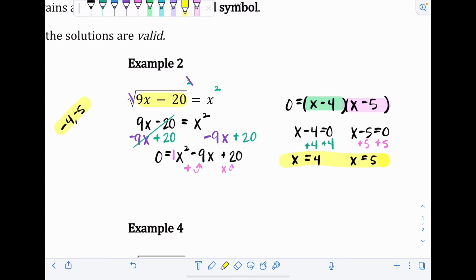So x equals 4 and x equals 5, and again, best practice is to take both of these and put them back into the equation. But for the video's sake, I'm going to skip that step.